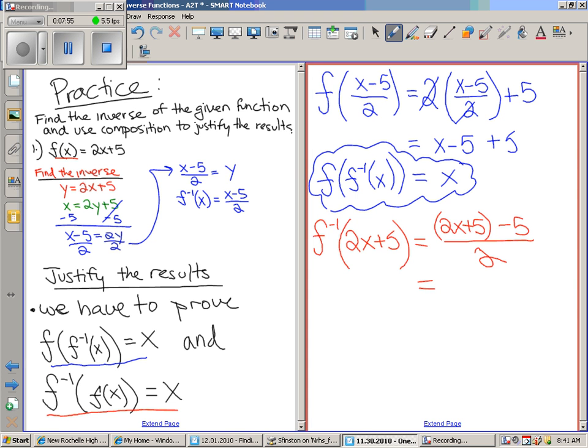The top simplifies to 2x over 2, which is just x. And as it turns out, we get the same result that we were looking for, and that's no accident. And we are good to go.